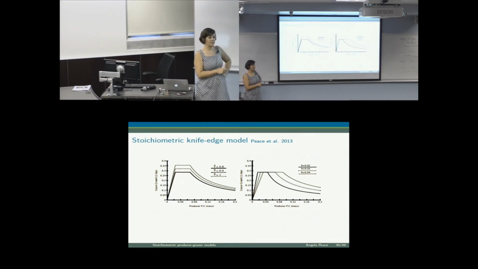Changing F hat, which is the maximum ingestion rate, changes the height of this plateau. Changing theta, which was the grazer's phosphorus to carbon ratio, changes the breadth of this plateau.